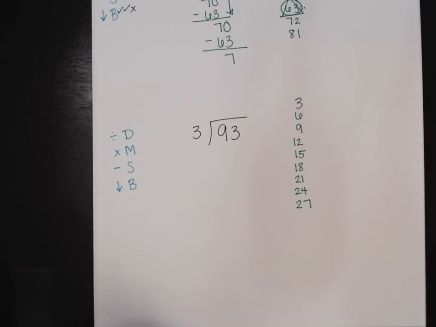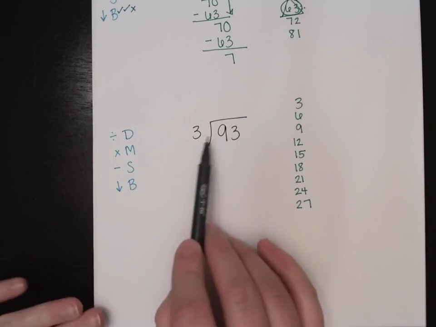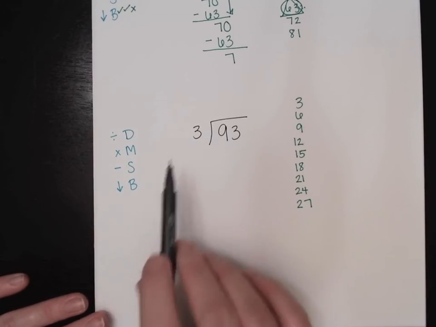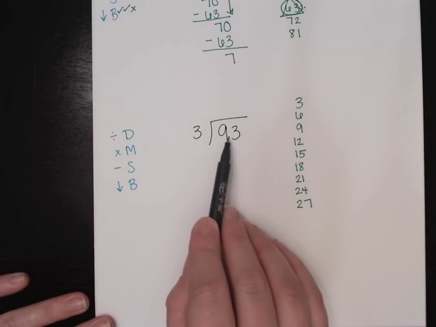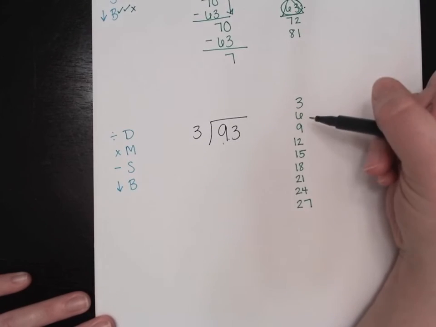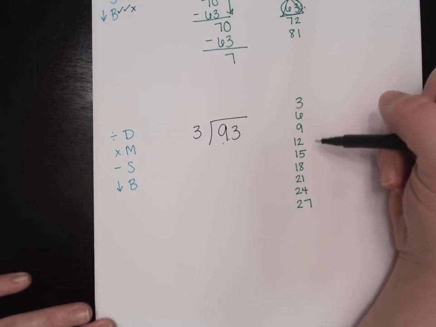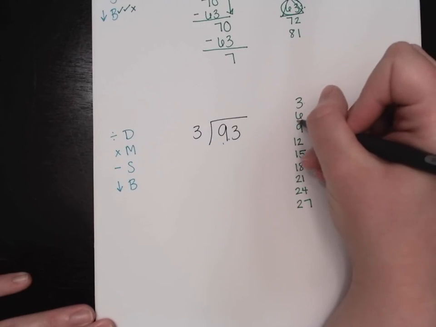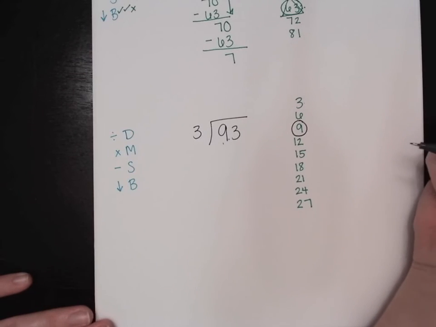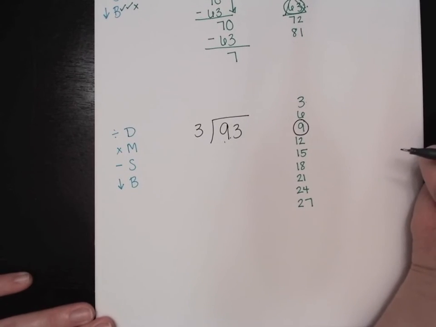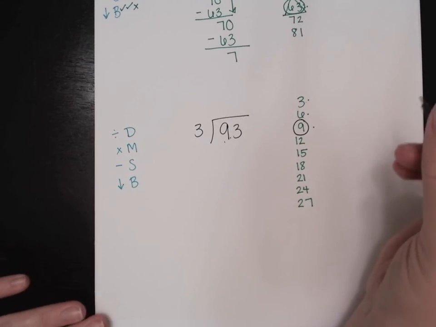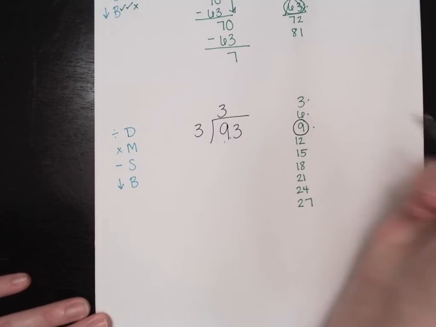All right, your first step is divide. So you think to yourself, how many times does my divisor go into my dividend? Start with the first digit. How many times does 3 go into 9? Come over to your list. You're trying to get as close as you can to 9 without going over. Remember, I just don't want to go over. It can be 9, I just don't want to go higher than 9. Now you need to count how many times that is. 1, 2, 3. 3 goes into 9 3 times.